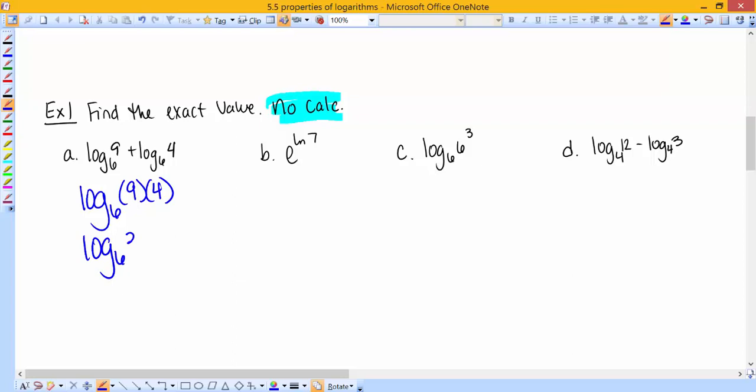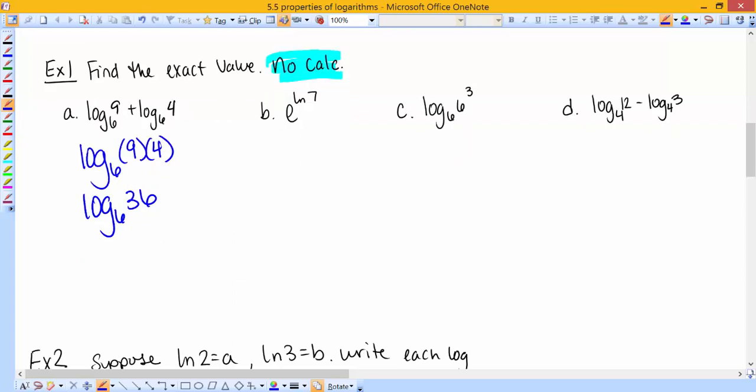So 9 times 4 is 36. Now there's two ways you can do this. You can set this equal to a variable and say 6 to the x equals 36. Use mental math. X is 2.